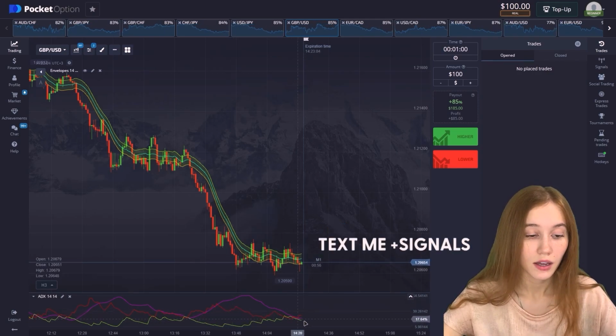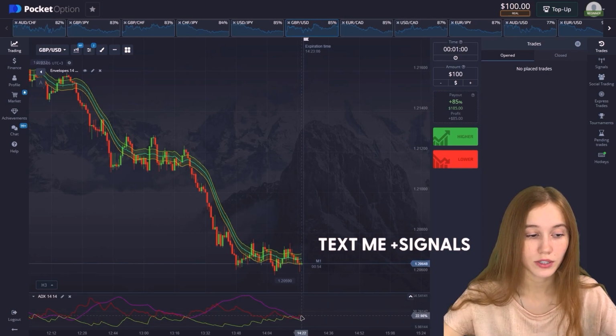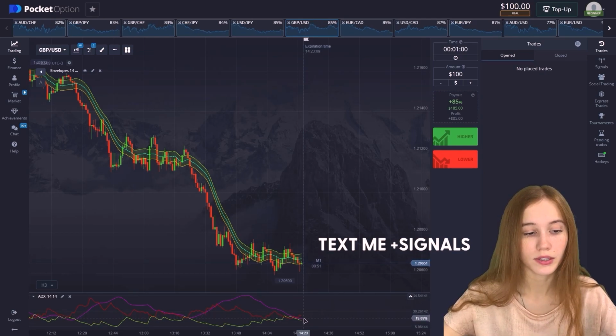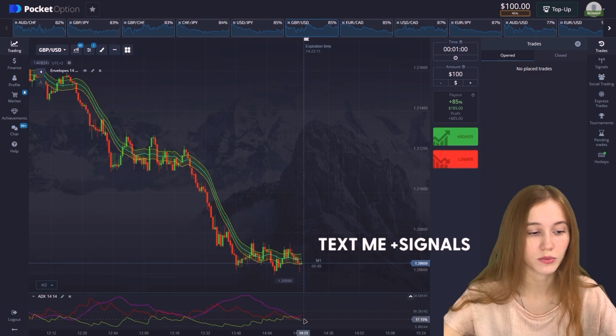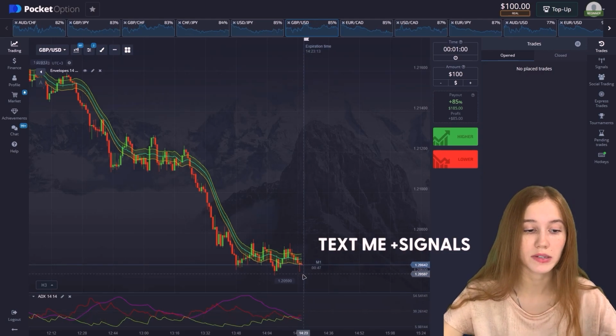Relatively speaking, when red prevails over green, the trend declines. The purple line shows the indicator itself, how much market volatility there is at the moment.